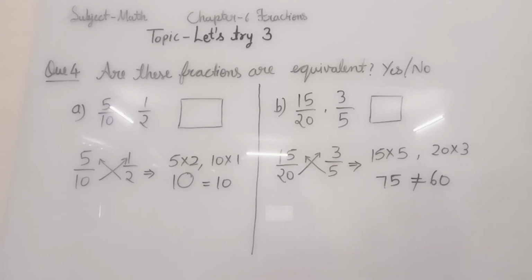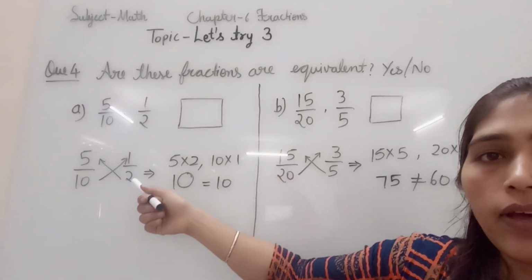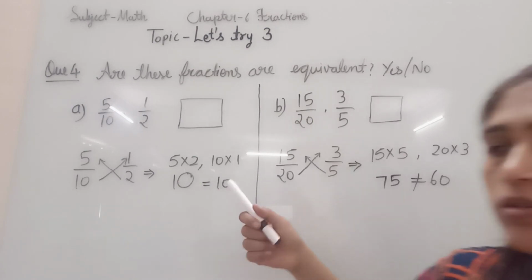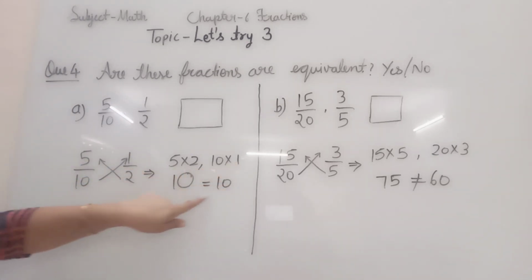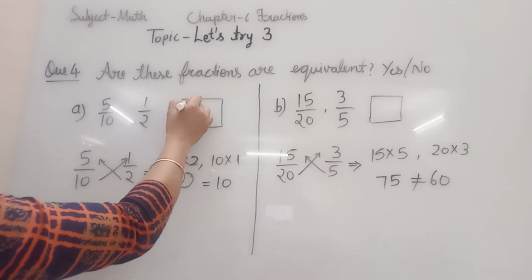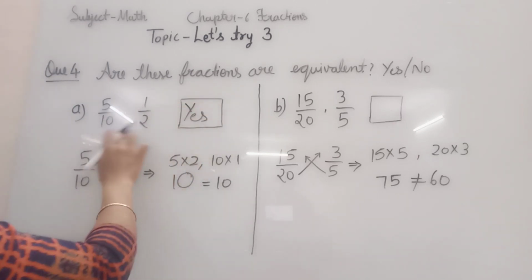Same as we have done in question number 2, circle the equivalent fraction. Here also we need to check whether they are equivalent or not. So the same procedure we will follow: cross multiplication. Let's do cross multiplication. 5 by 10 with 1 by 2. So 10 multiplied by 1 and 5 multiplied by 2. 5 2s are 10, 10 1s are 10. Both are equal. It means these are equivalent fractions.